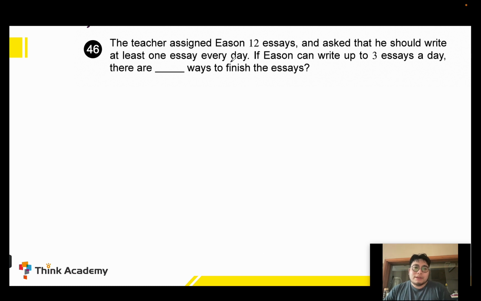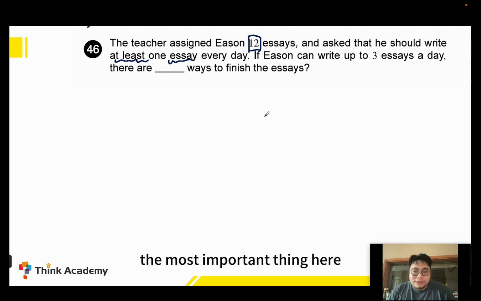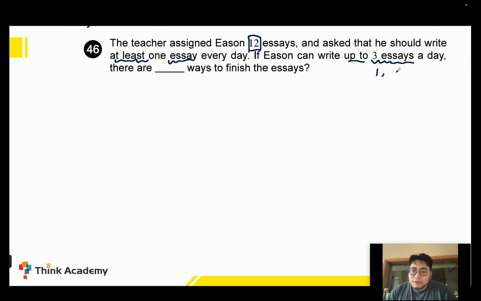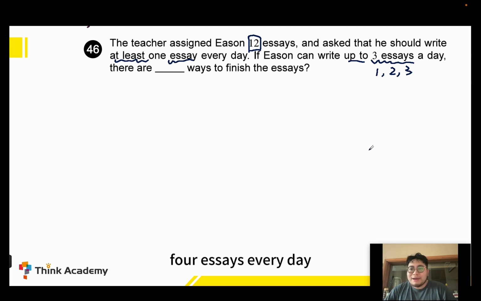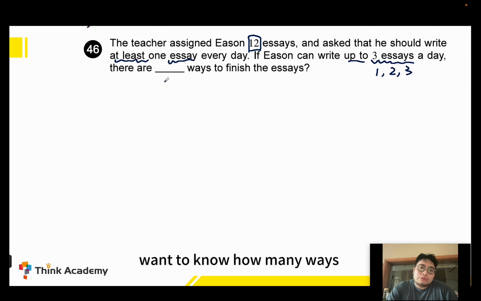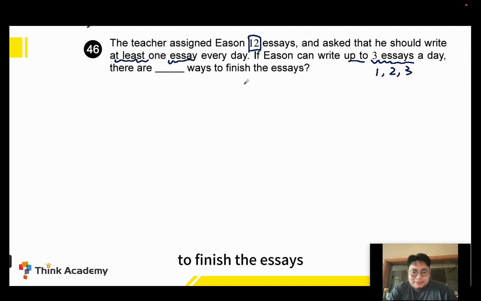So teacher assigned Ethan 12 essays and asked that he should write at least one essay every day. So we know the total essays is 12 and at least one essay every day. Here's the most important thing here. If Ethan can write up to 3 essays a day, which means it can be 1, 2, 3, we only have these 3 situations, and he cannot write 4 essays every day. Then we want to know how many ways to finish the essays.